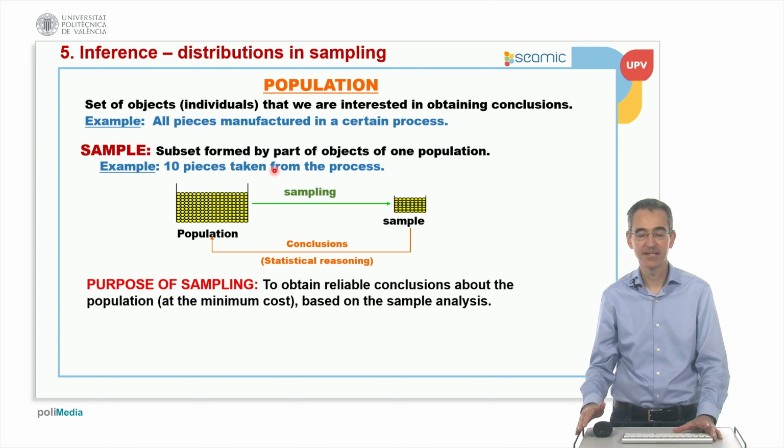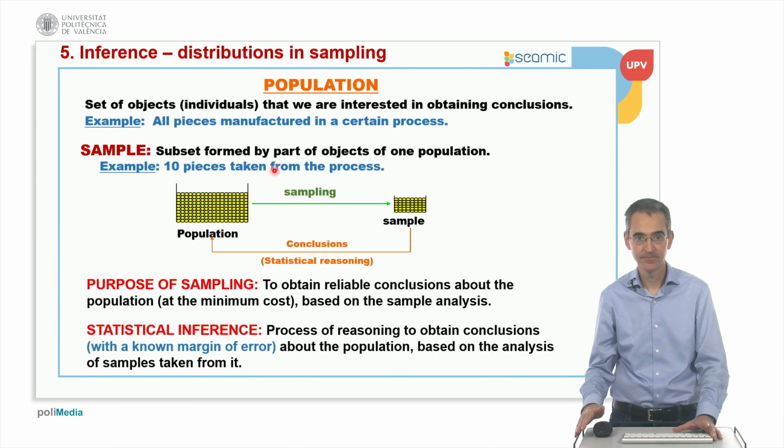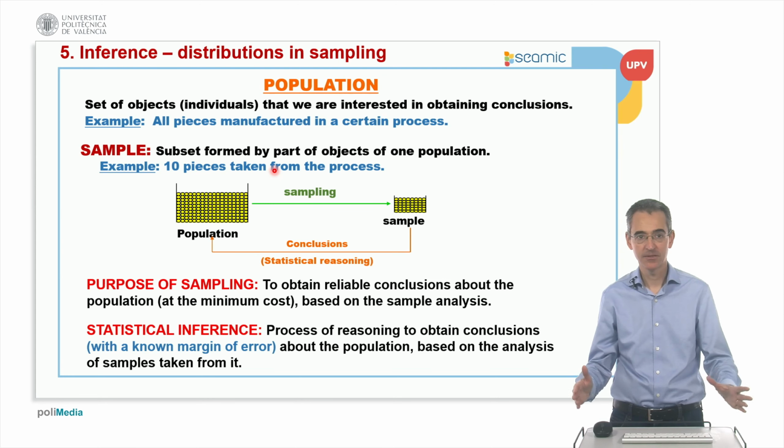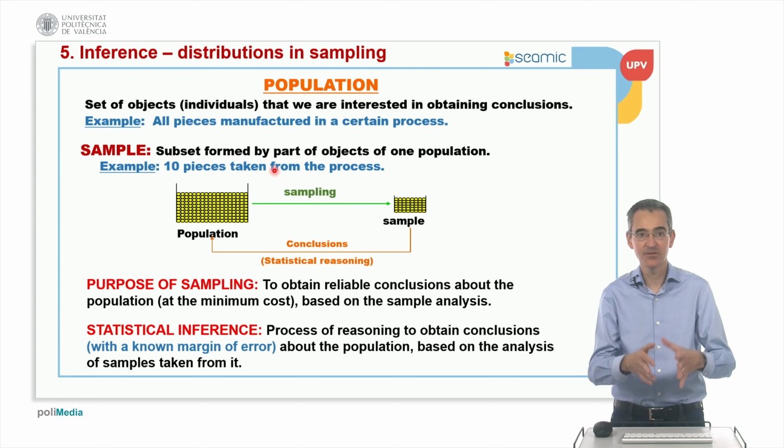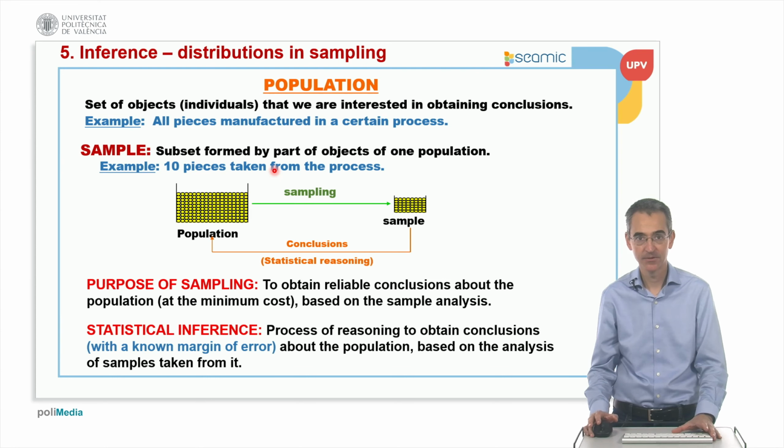So the purpose of sampling is to obtain reliable conclusions about the population at the minimum cost, based on the analysis of the sample. And what is inference? Statistical inference is this process of reasoning to obtain conclusions about the population based on the analysis of samples that we take. These conclusions come with a known margin of error. For example, if the average in the sample is 10, we will say that in the population, the average is 10 plus or minus some margin of error.